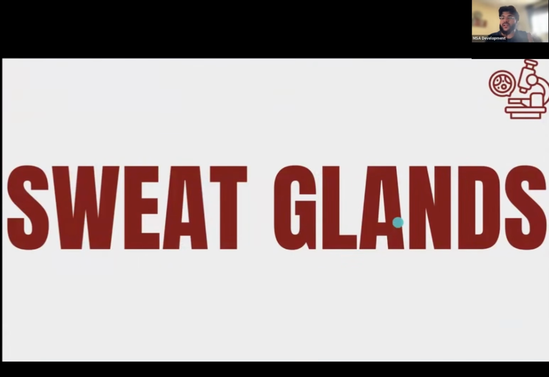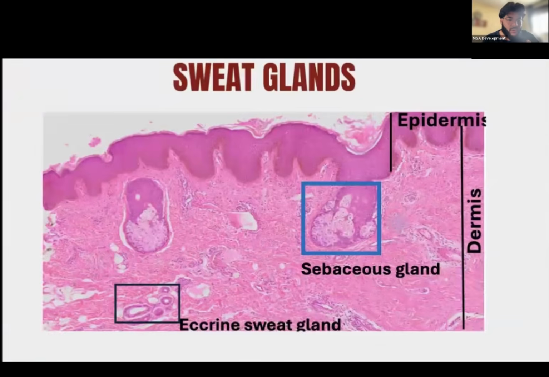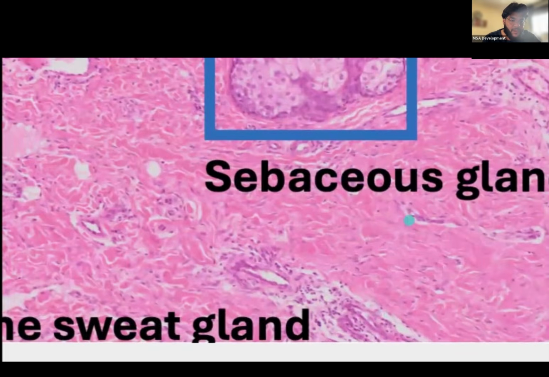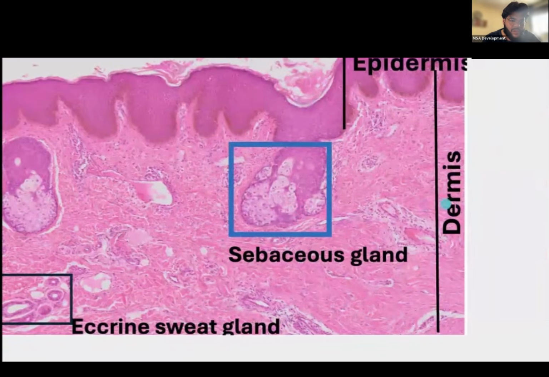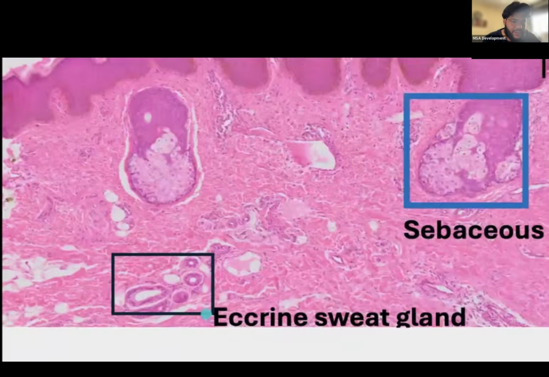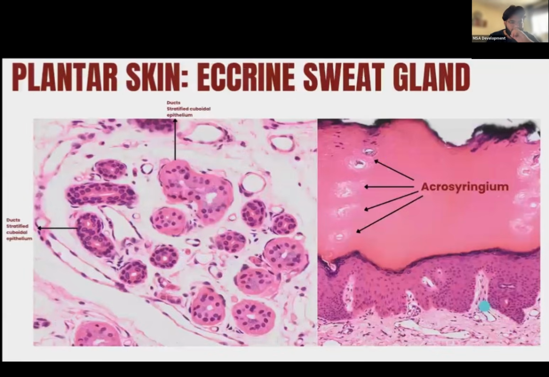So there are three main glands in the skin. We have our eccrine, we have our apocrine, and we have our sebaceous glands. Let's go through each of them. So this is a big section showing our sebaceous gland and our eccrine sweat glands. Let's talk about each of them in depth.